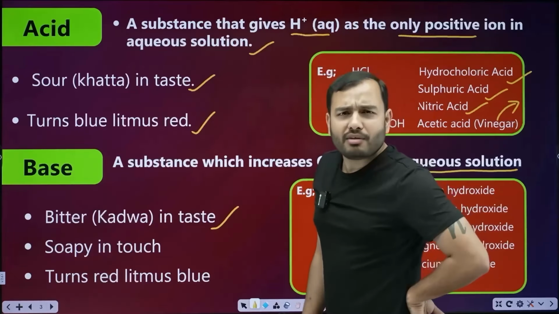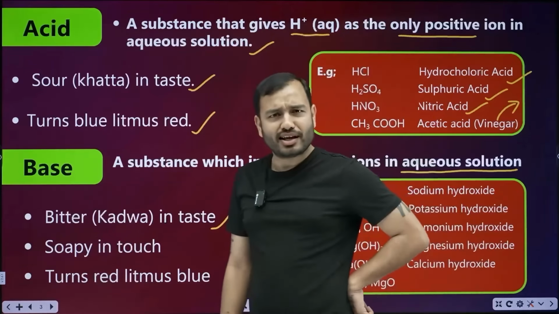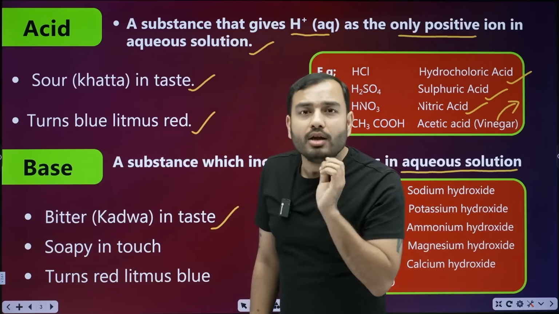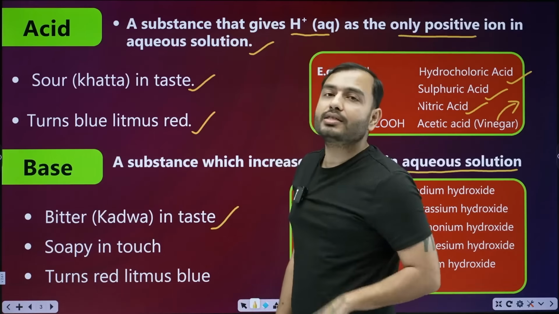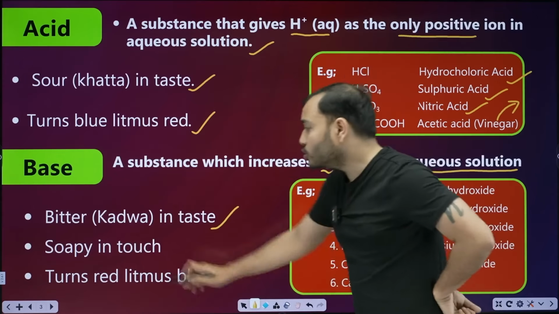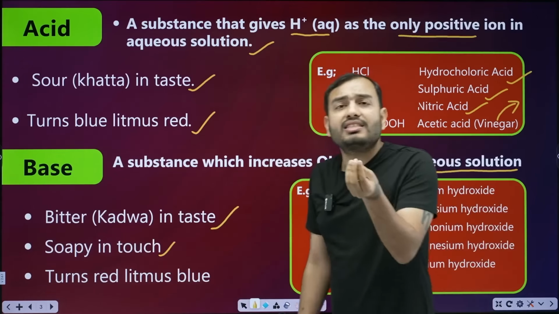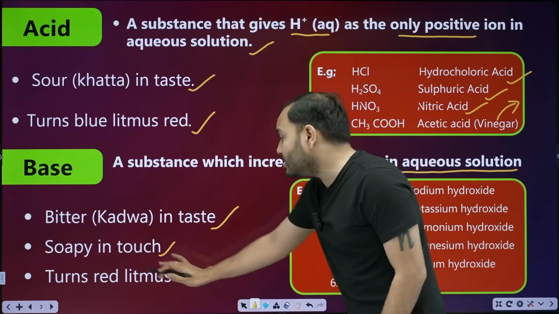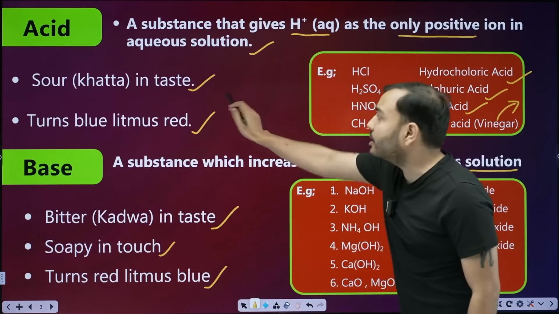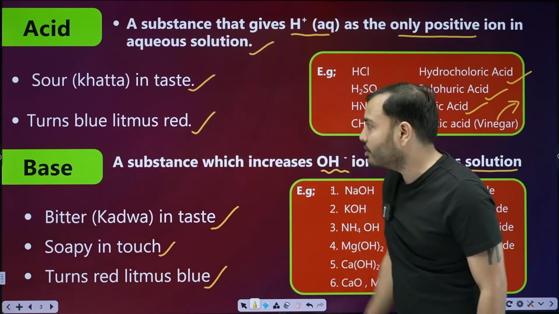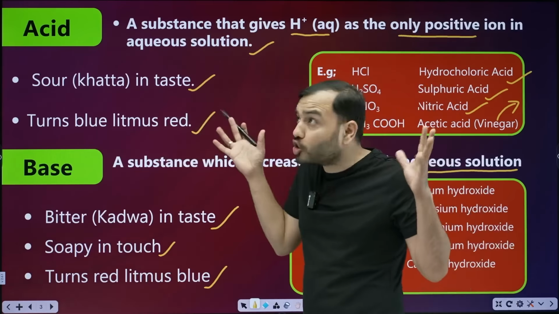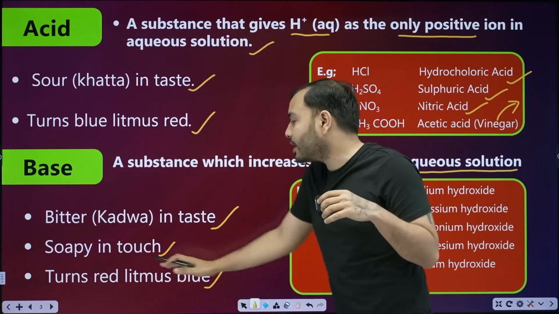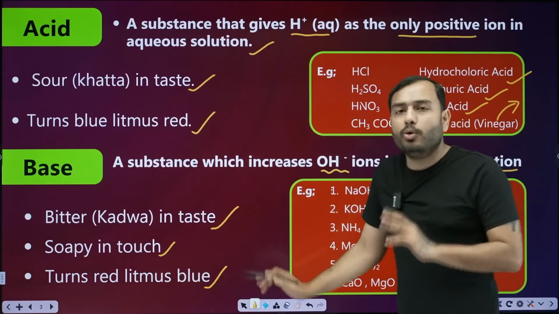Bitter. Have you ever licked soap at home? Sir, what are you talking about? If soap went into your mouth while you're bathing, how does it taste? Bitter. Because what is soap? Base. Soapy in touch. Soapy means they are slippery to touch. Bases turn red litmus into blue. What do acids do? They turn blue into red. Red means danger. Acid means danger. So what does base do? It turns red litmus into blue.